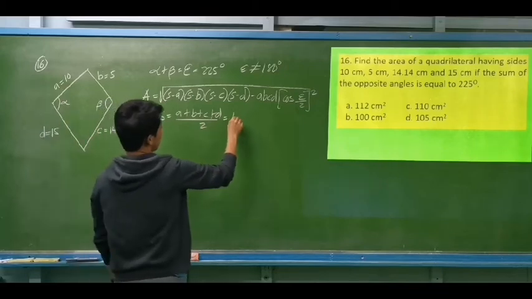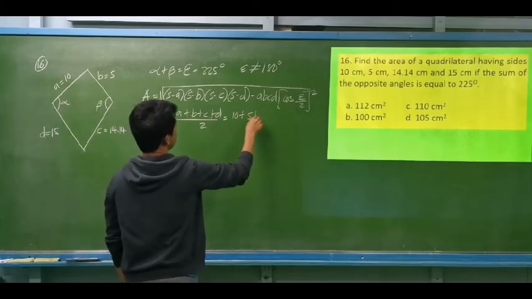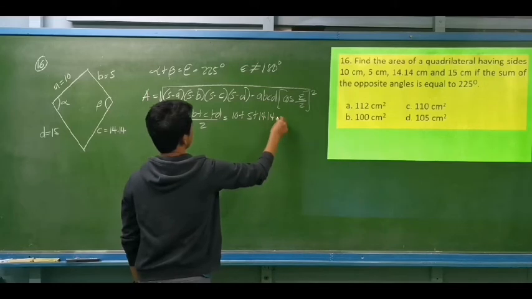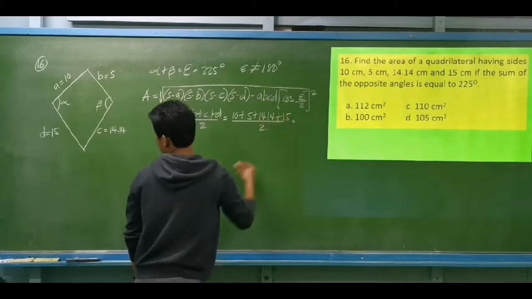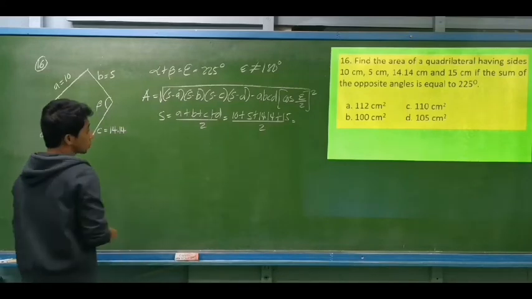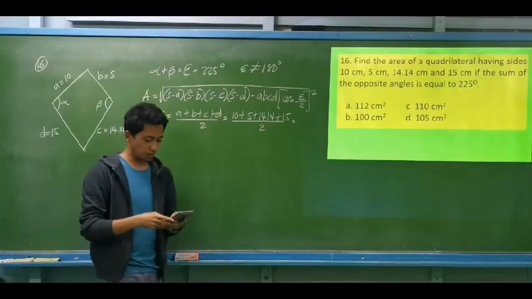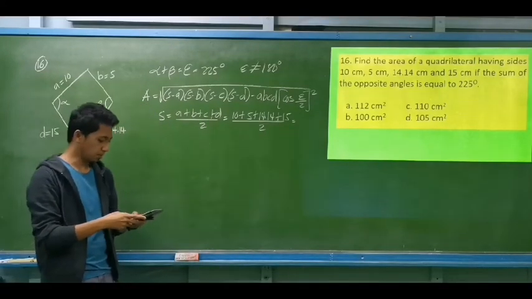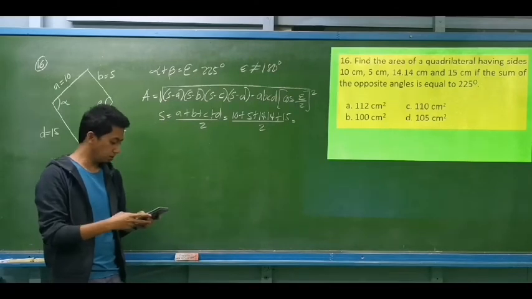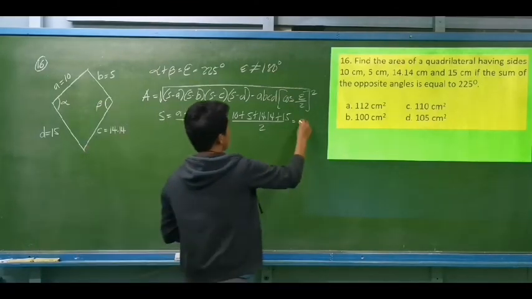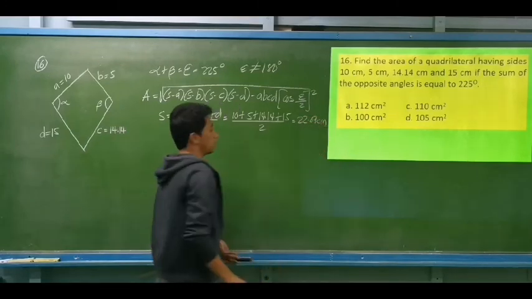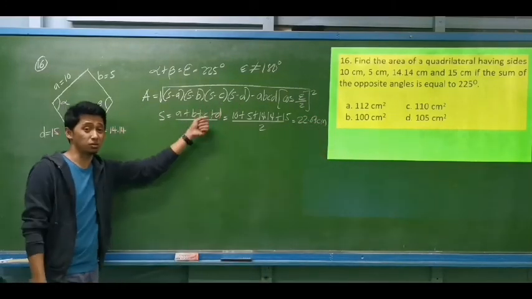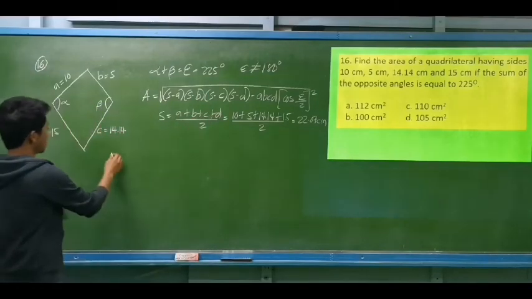Okay, ano yung side A? This is 10 plus 5 plus 14.14 plus 15, divided by 2. Kunin natin yung value ng semi-perimeter. So this is 10 plus 5 plus 14.14 plus 15 divided by 2. So meron tayong semi-perimeter na 22.07 cm. Then, kung memorize natin, usually gagawin lang natin is substitute.